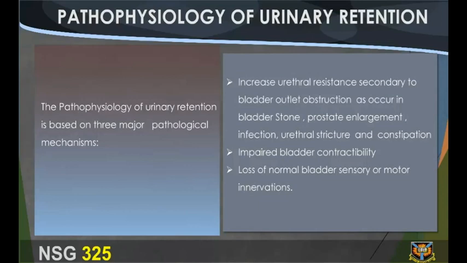Pathophysiology of urinary retention. The pathophysiology of urinary retention is based on three major pathological mechanisms: increased urethral resistance secondary to bladder outlet obstruction, as occurs in bladder stone, prostate enlargement, infection, urethral stricture, and constipation; impaired bladder contractility; and loss of normal bladder sensory or motor innervation.